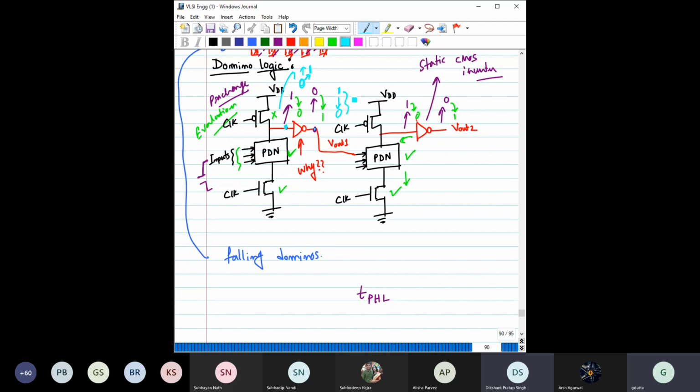So this output can only rise, right? So basically it has TP low to high, right? Is TPHL equal to 0, as per the delay definition?